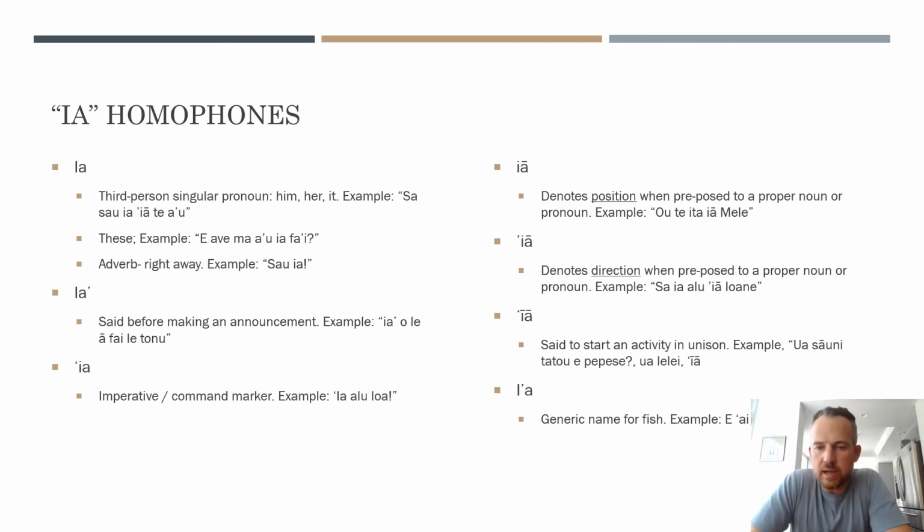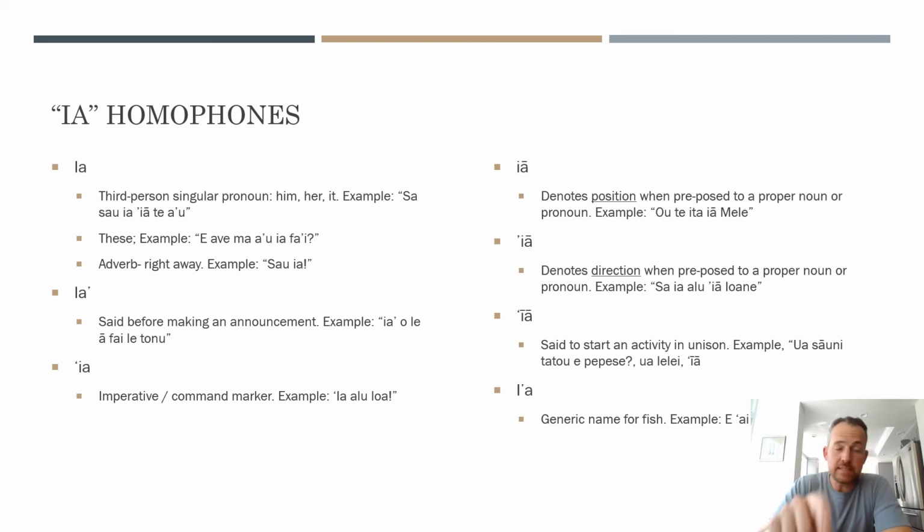And then finally, we have ia, and hopefully all of you can tell the difference in that word because the glottal is in between I and A. But ia is just the name of a fish. And you can't see the example I wrote down here, but the example would be "e ai ia o lua." And basically that just means, do you two eat fish?